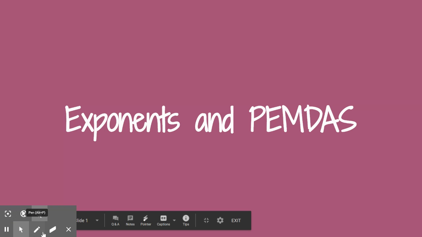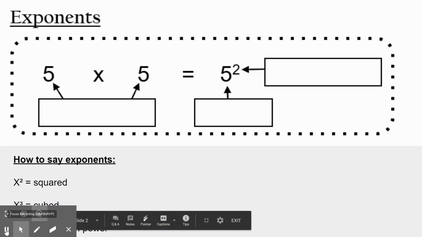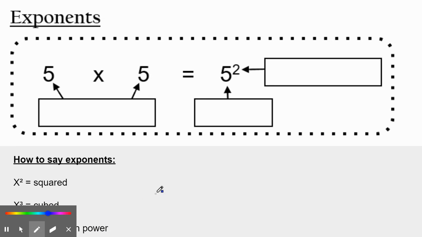All right, guys, so today's notes are going to be on exponents and PEMDAS, also known as order of operations. All right, so let's talk about exponents.